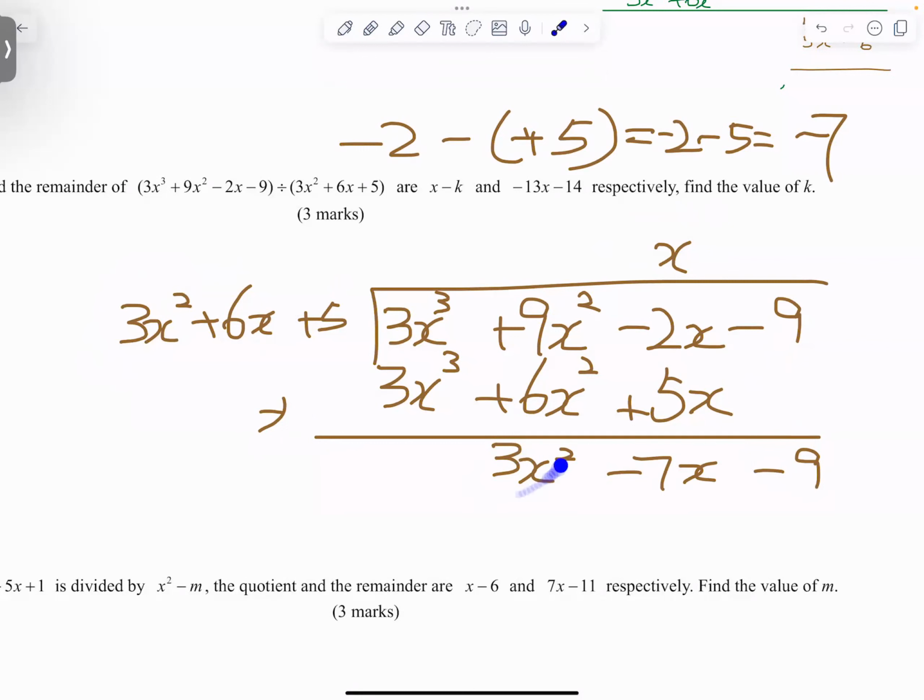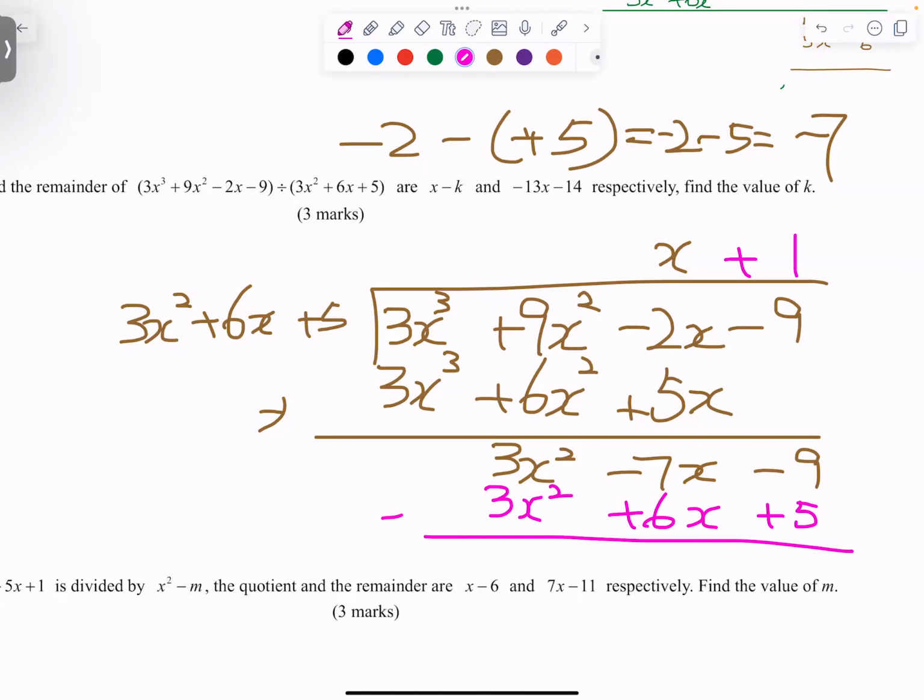3x squared times what will it be? Plus 1, because no change. And the rest, just do it. 6x times 1, 6x, 5 times 1, 5. Hidden minus 3 minus 3, done. Negative 7 minus 6, negative 13x. Negative 9 minus 5, negative 14. So yes, our remainder is this, correct?